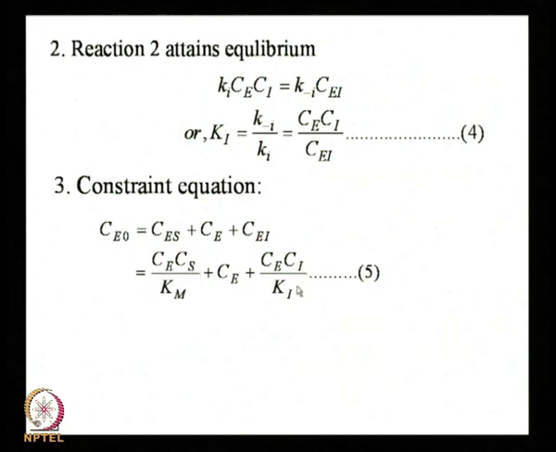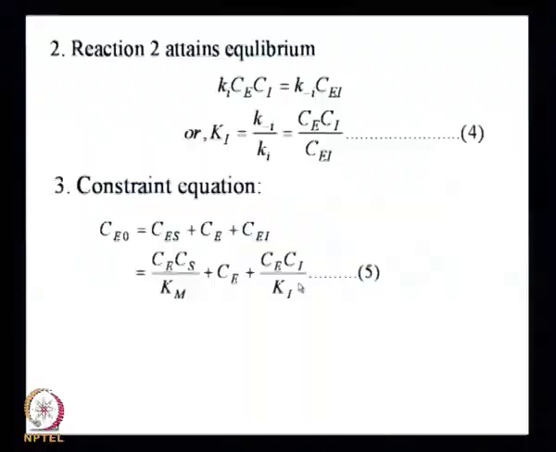Okay. So we still have one more step to go. What is that step? What do we need to do? No, eliminate what? One more elimination is left. CI we have already eliminated. Look at equation 5 on the screen. CI we have already eliminated. What else is left to eliminate now? What else is left to eliminate? We did this in the last class.